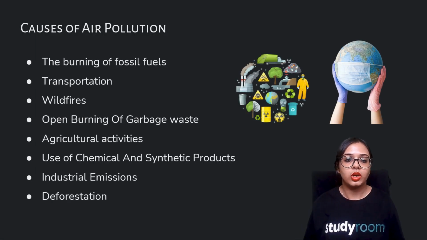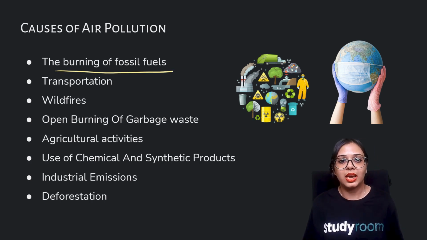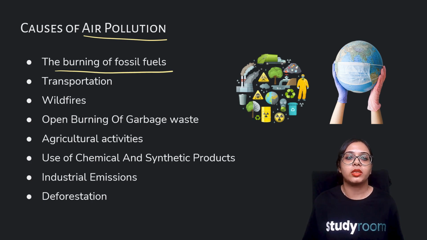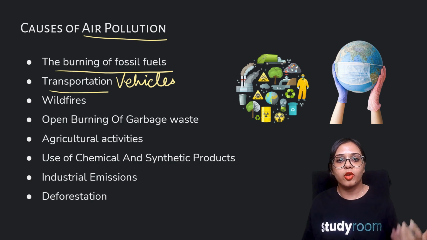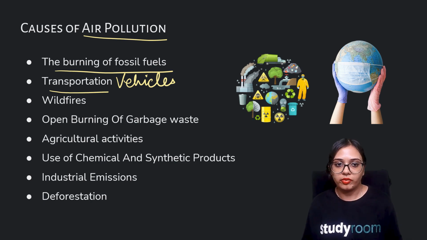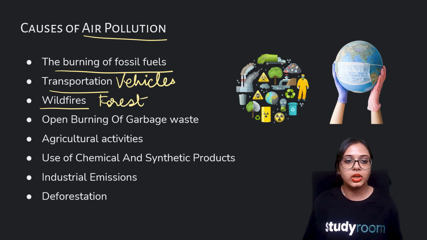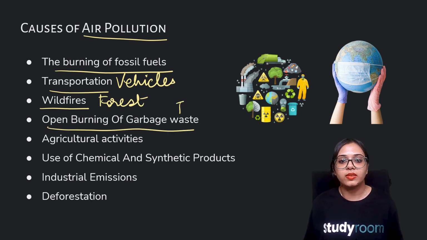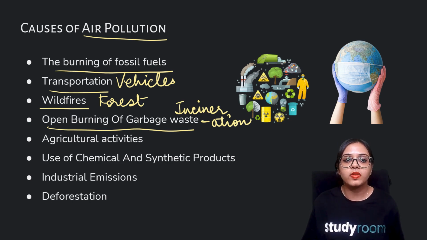Causes of air pollution. We have seen that burning of fossil fuels results in the emission of harmful gases that cause air pollution. Then transportation, because automobiles and vehicles, the exhaust from these vehicles, also emit harmful gases. Wildfires, the forest wildfires, are a natural source of air pollution. Okay. Open burning of garbage waste, the one which I referred to as incineration. All right, I have also told you that this is another cause, because it may seem harmless at first, but it's not, because it results in the emission of a lot of harmful gases.